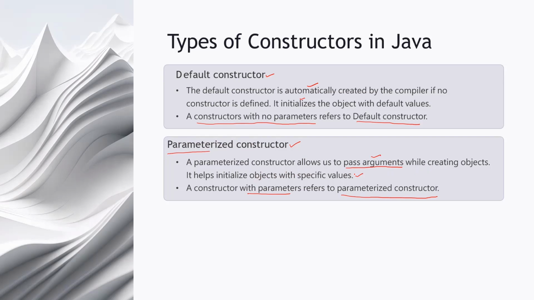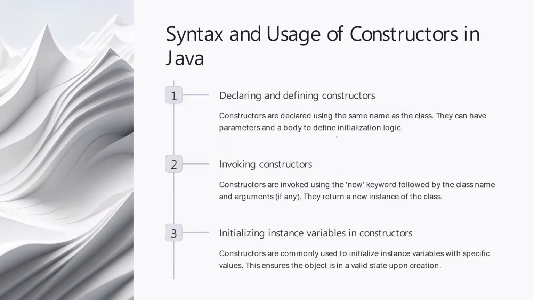Clear? Now let us go into the examples. First, syntax. Now how are we going to declare and define a constructor? As we have seen, constructors are declared using the same name as that of the class. They can have parameters and they can have a body to define initialization logic. Then how are we going to invoke the constructors? The only thing is you are going to create dynamic memory for that object using the new keyword.